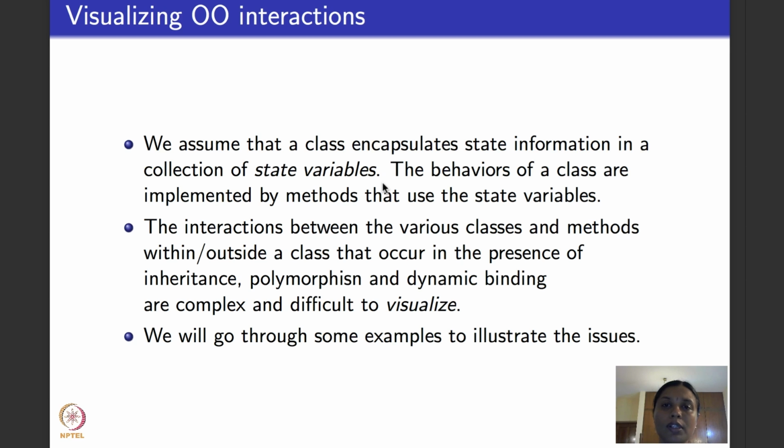So now the behaviors of a class, how do they come? Class is a static entity, not executable. So the behavior of a class is implemented by a set of methods that use these state variables. The interactions between various classes and methods could be inside the same class or it could be outside a class, and will occur in the presence of all these features: inheritance, polymorphism, dynamic binding, and those are the features we want to understand and visualize how the interactions happen.